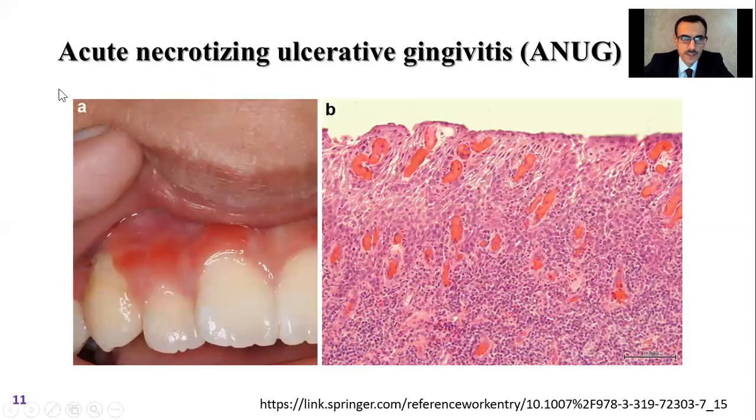Here we see the gross description of acute necrotizing ulcerative gingivitis and the histological findings. Here we see the hyperemic microcirculatory blood vessels together with severe lymphohistiocytic infiltration.